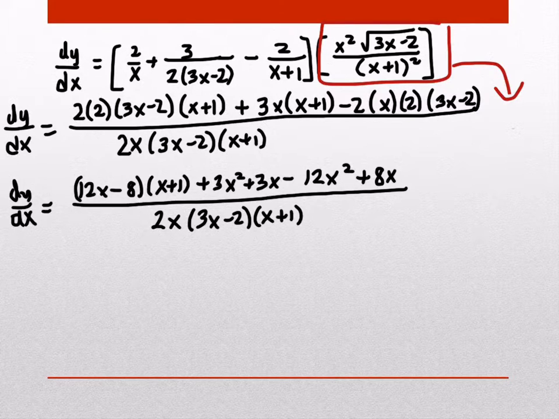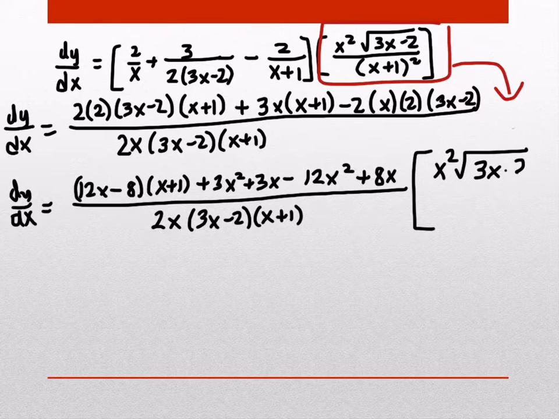All right, let's put in the piece that we're missing now. So this over here is x squared square root of 3x minus 2 over x plus 1 squared.